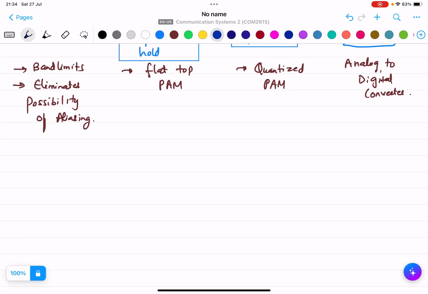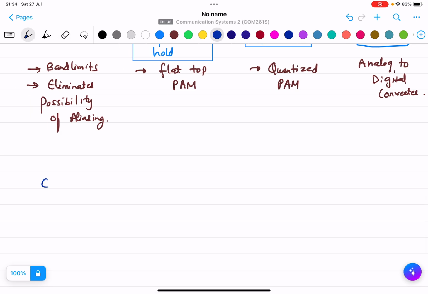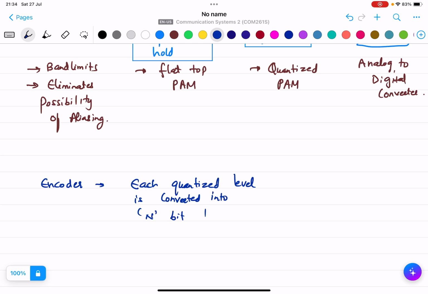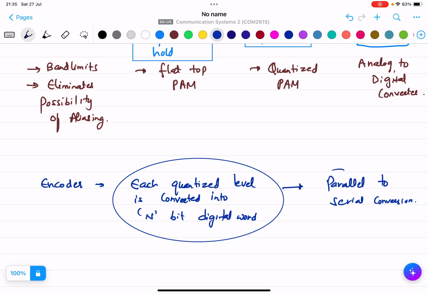Then after the encoder, each quantized level is converted into an n-bit digital word. Then it goes to parallel to serial conversion. This is basically the thing you need to remember.